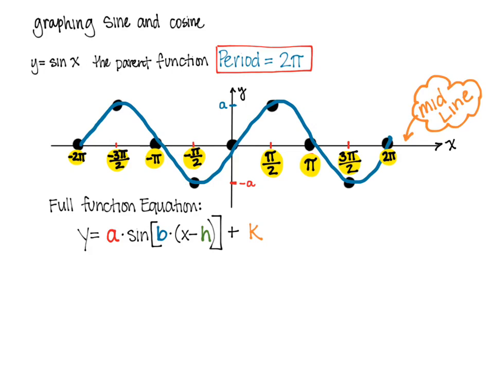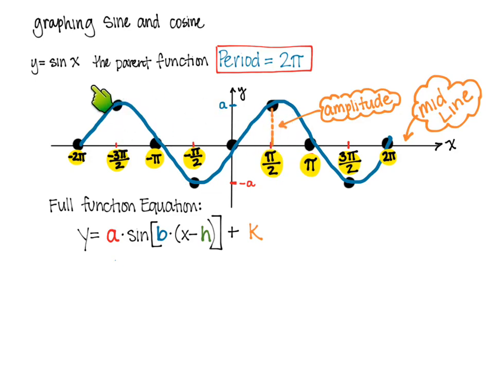So what are these other letters? Well, let's start with the A. The A is the amplitude. And the amplitude is this distance from the midline to a maximum. Okay? So we have to pick a maximum. So we could do it here from the midline to this maximum, or the midline to this maximum.